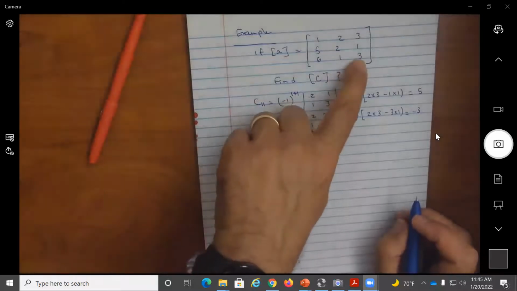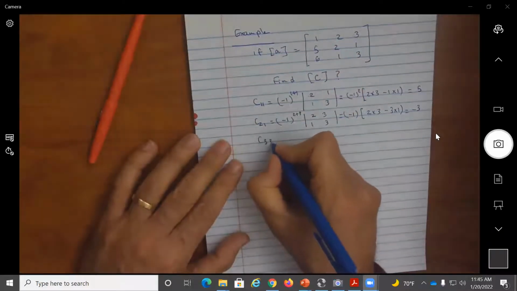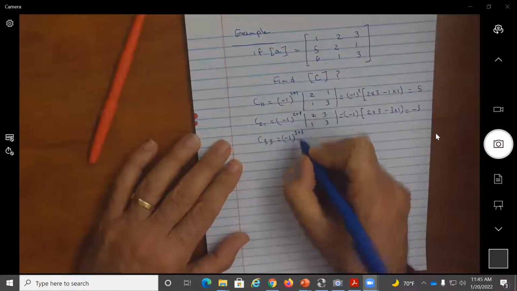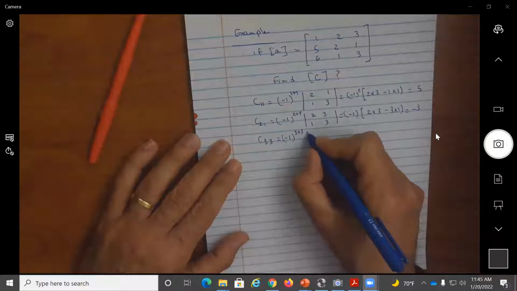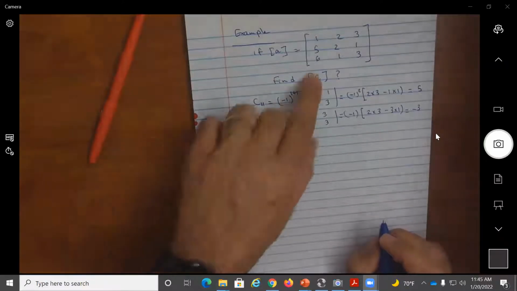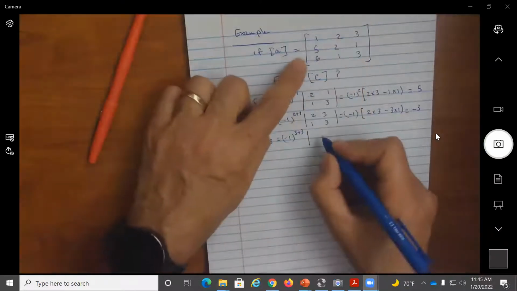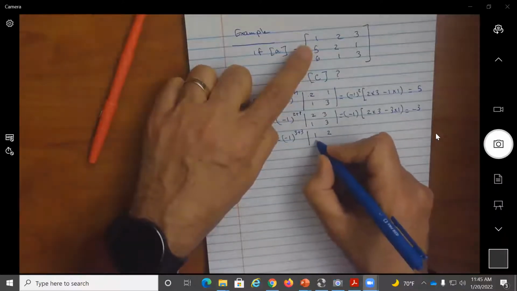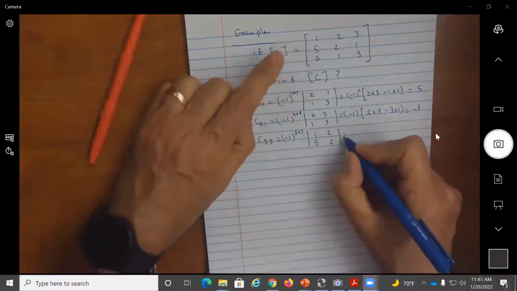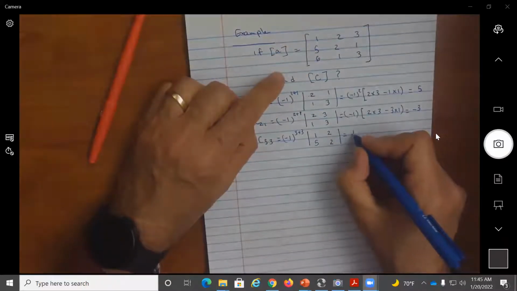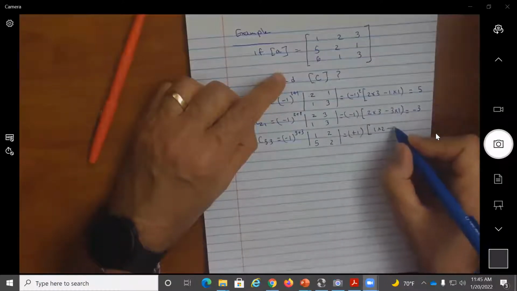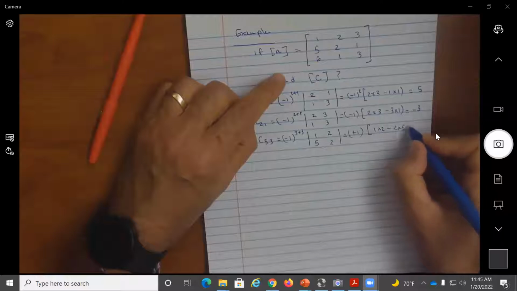Let's pick the very last element. So if I do C33, I have minus 1 raised to the power 3 plus 3, multiplied by, I'm going to cross the row and the column. So I have 1, 2, 5, 2. This is equal to minus 1 to the power 6, multiplied by 1 times 2 minus 2 times 5. So I get 2 minus 10, that's a minus 8.